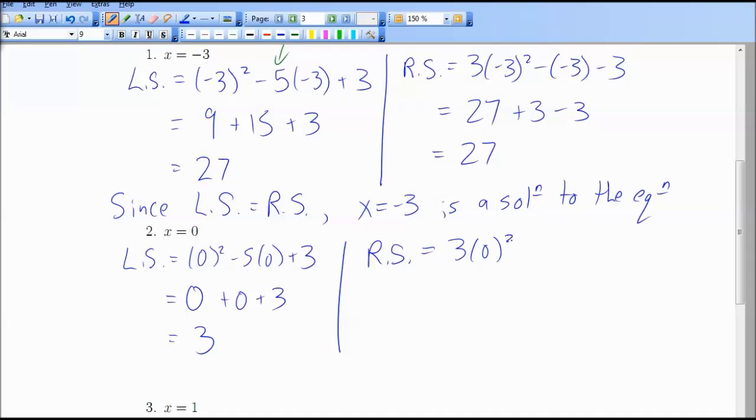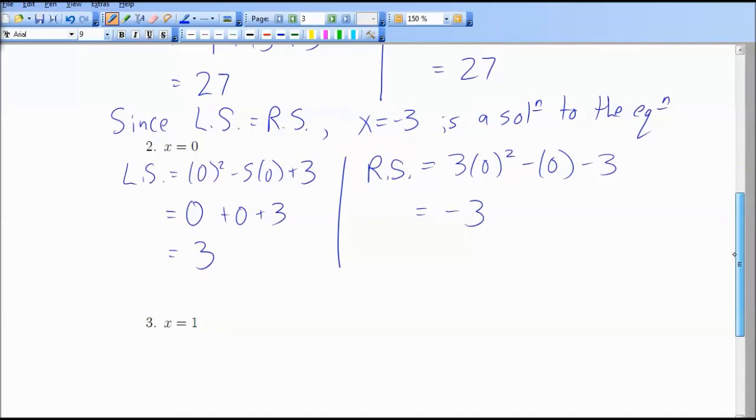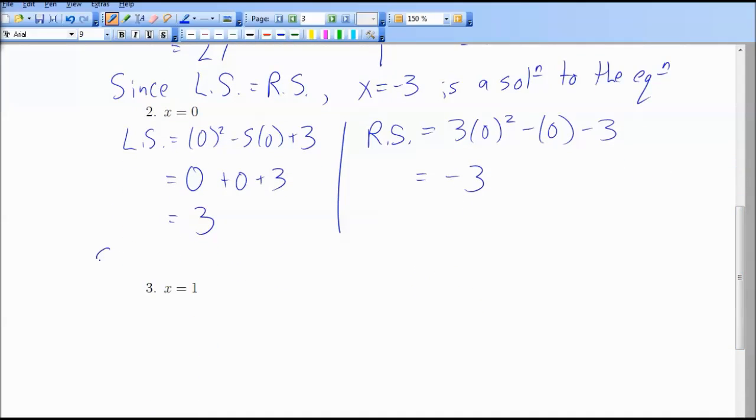So here we plug 0 into the right-hand side. And what do we get? We get negative 3 this time. Skipping a few steps there. Now if we look at the left-hand side and the right-hand side, they are not the same. So our conclusion this time is that since the left-hand side is not equal to the right-hand side, we can conclude that x equals 0 is not a solution.